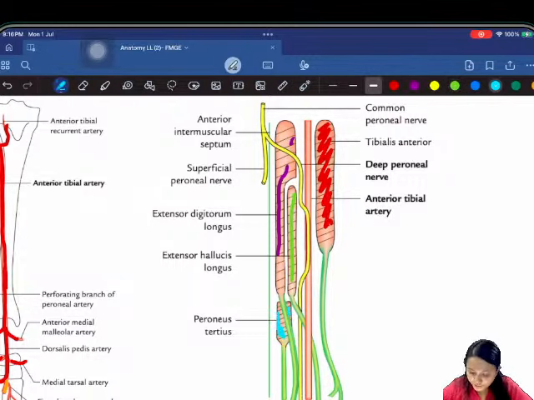Okay, and those are supplied by this nerve, that is the anterior tibial nerve or the deep peroneal nerve. Okay, the deep peroneal nerve supplies all the muscles of the anterior compartment. Okay, and the superficial peroneal nerve is supplying the lateral compartment.